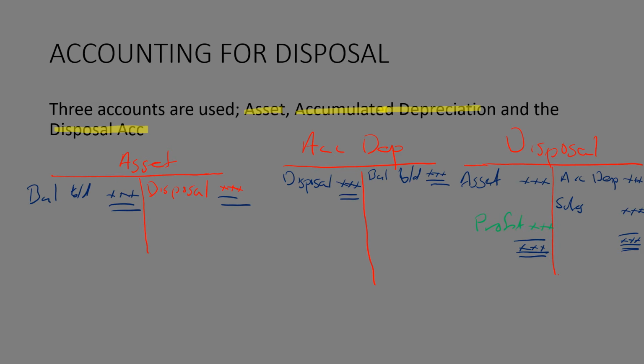Right, that will be profit. But if the credit side is greater than the debit side, right? If the debit side is less than the credit side, it is a profit. But if the debit side is greater than the credit side, that will be a loss.